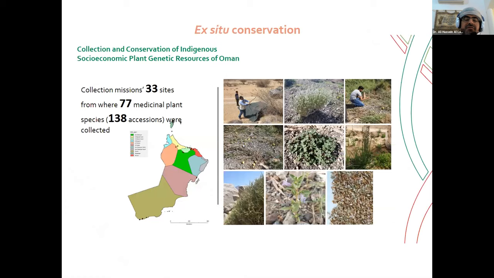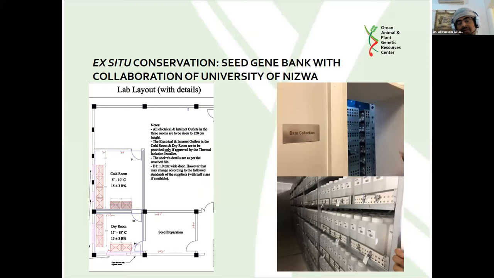This is the collection of medicinal plants from late October 2018 till August 2020. We are three or four members. We went to 33 sites from the northern part to the southern part. We collected about 77 medicinal plants, for 138 accessions. These will be prepared, in collaboration with the University of Nizwa, in a gene bank that has standard international parameters for conservation, either for active or long-term conservation.